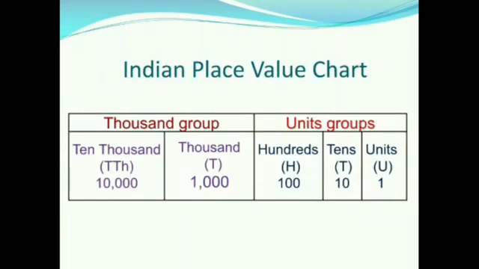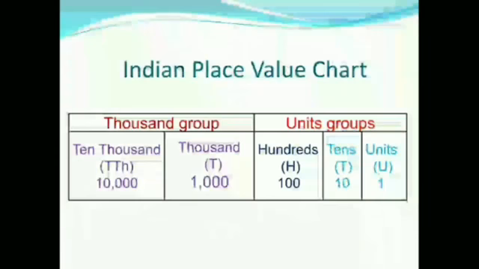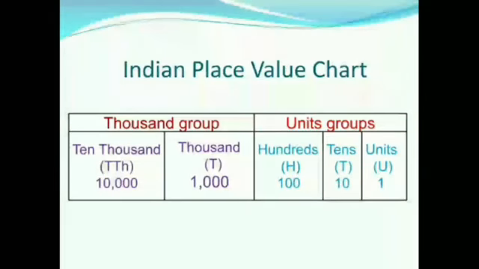Children, now we will learn about Indian place value chart. The product of the digit and the value of its place is called the place value. Now we will learn up to 5 places. They are units, tens, hundreds, thousands, 10,000s. Now we will learn about periods. Units, tens, hundreds come in units group. Thousand and 10,000 come in thousands group.